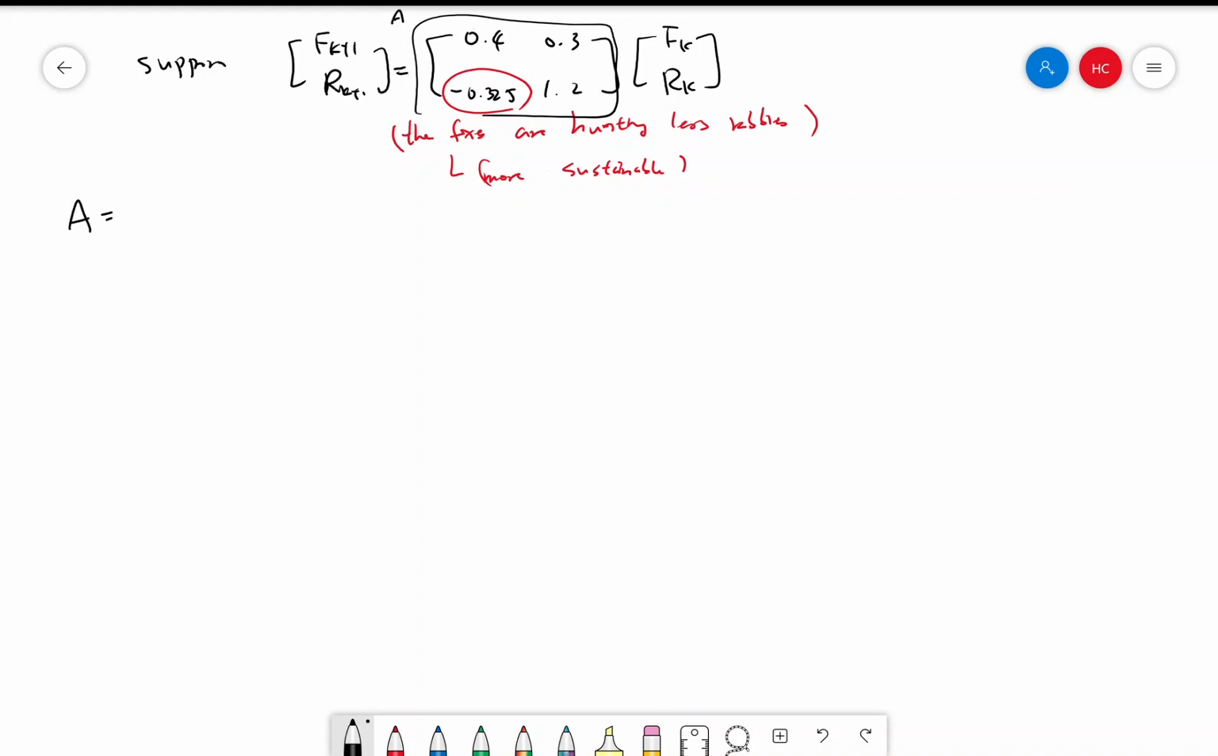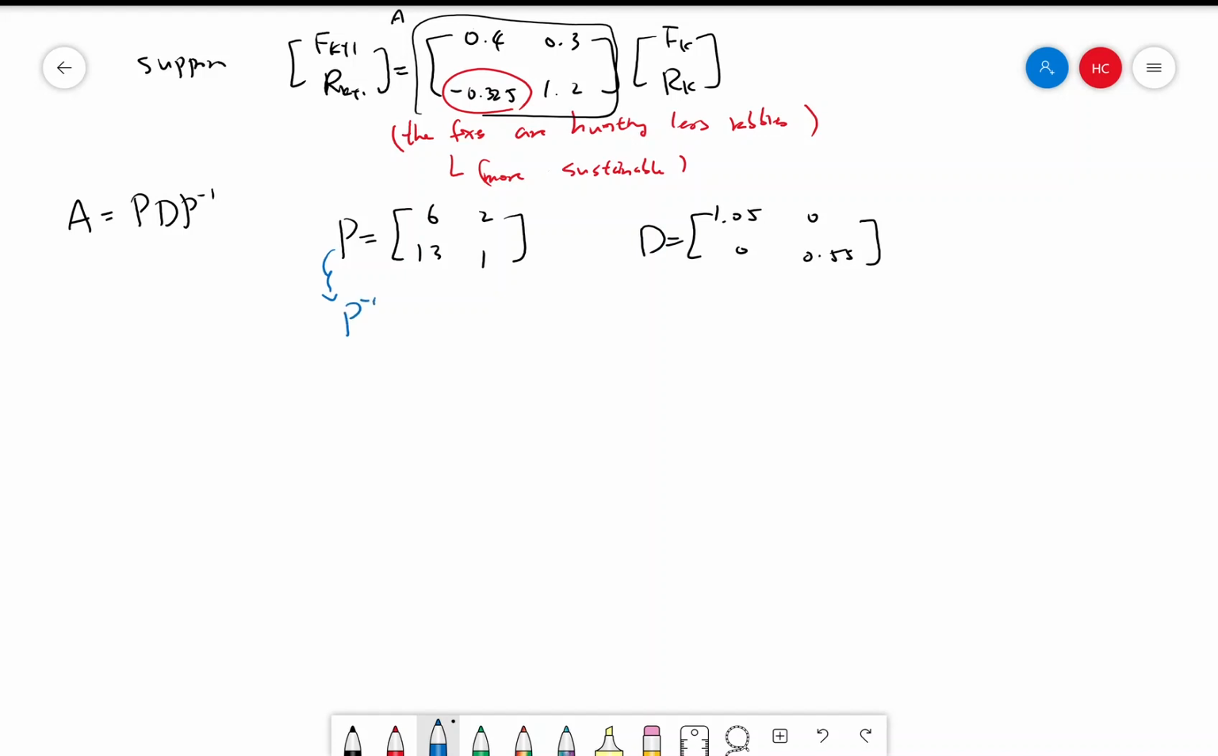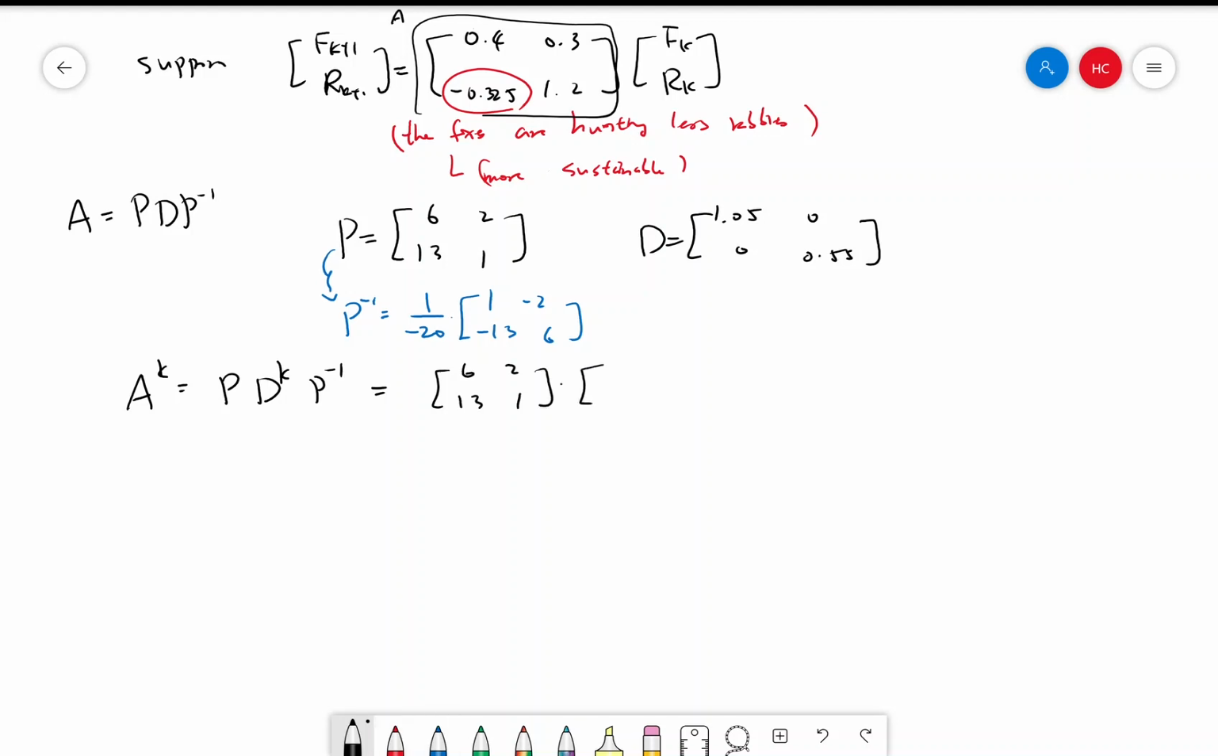Let's quickly calculate the eigenvalues and eigenvectors. A is PDP inverse. The eigenvalues are 1.05 and 0.55. The eigenvectors are (6, 13) and (2, 1). You can calculate the inverse quickly. So the inverse is 1 over the determinant, which is negative 20, times swap the entries around: 1, negative 2, negative 13, 6. Okay, so A^k is P times D^k times P inverse, which is (6, 2; 13, 1) times D^k, the diagonal entries to the kth power, times P inverse.